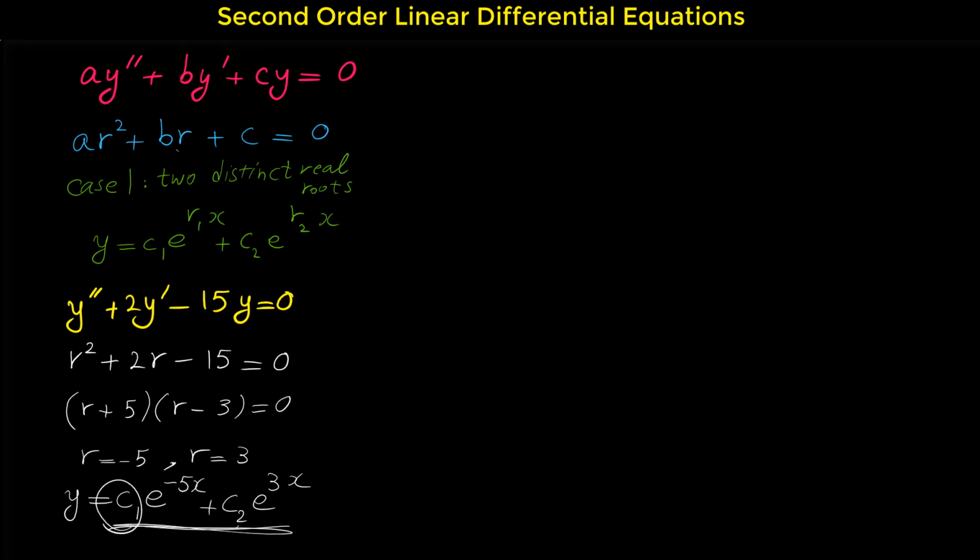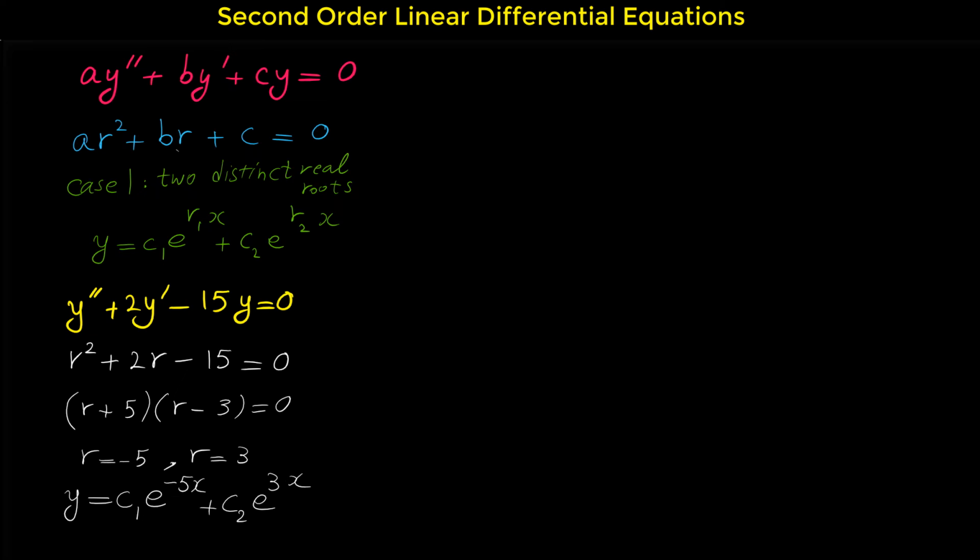Note that in this solution we cannot find these two constants c sub 1 and c sub 2 because we don't have any initial condition in this question. But if we have initial conditions for this given differential equation, we can find c sub 1 and c sub 2. But here, because we don't have any initial condition, we leave our answer in this form. And that is the solution of this differential equation.